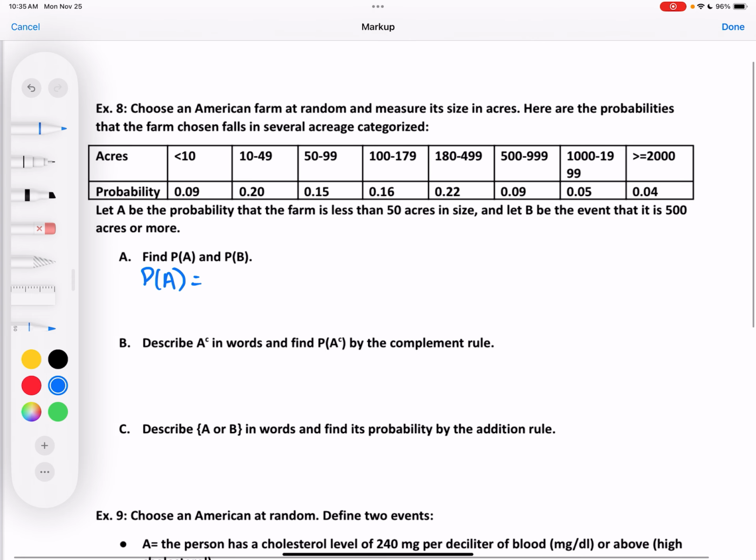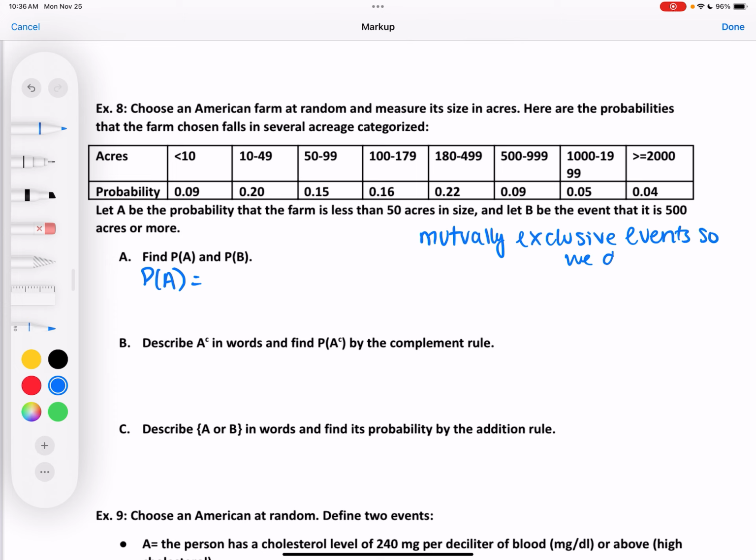Now, these are mutually exclusive events. It can't be both at the same time. So we add. Less than 50 would imply that it is in this less than 10 range or the 10 to 49. So I add these two numbers together. So 0.09 plus 0.2 is 0.29.